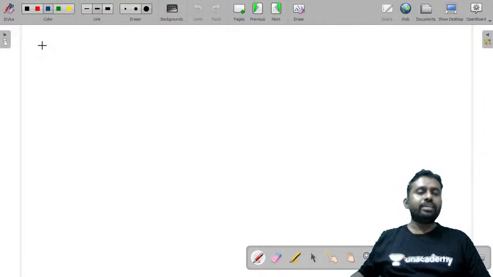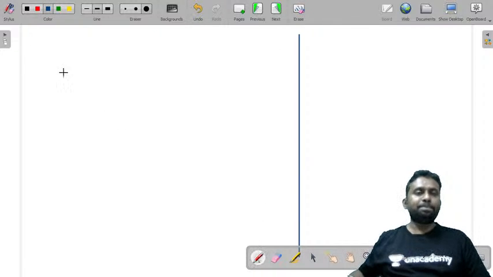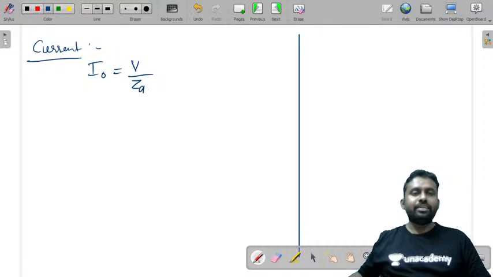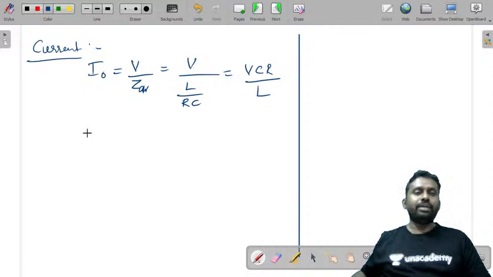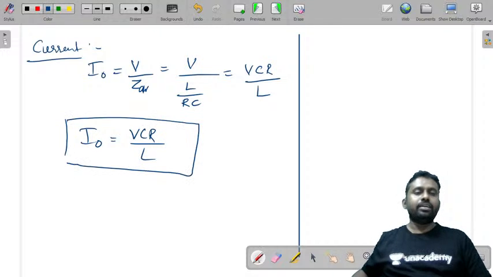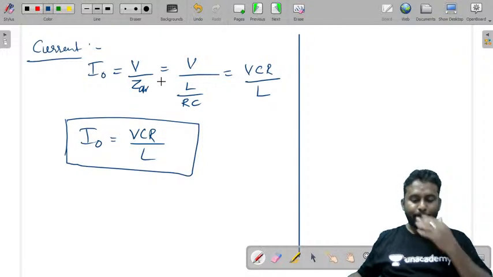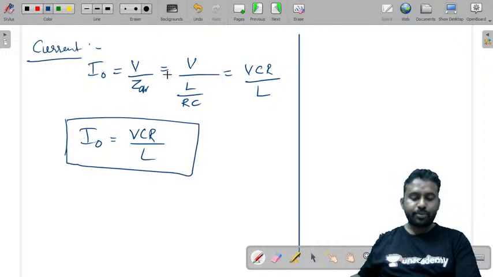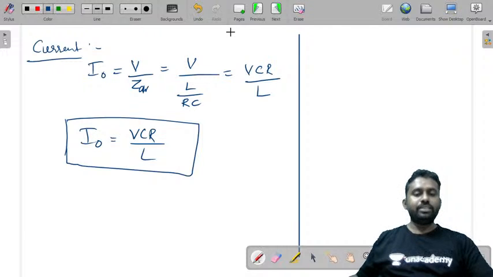Then what is the current? If you know the dynamic impedance of a circuit, what is the current? Current under resonance, I naught, is equal to voltage by impedance. What is V by L by RC? That is VRC by L, or VCR by L. Therefore current is equal to VCR by L in a parallel resonant circuit. Hope this is clear for you.